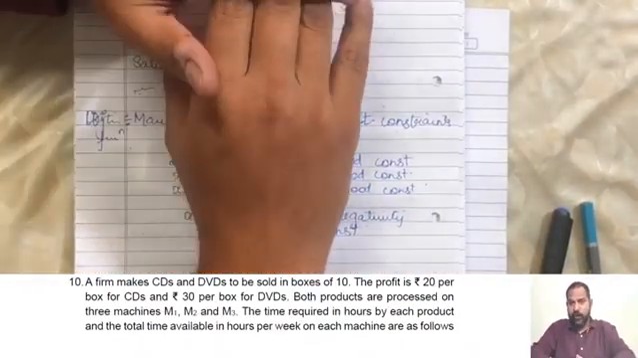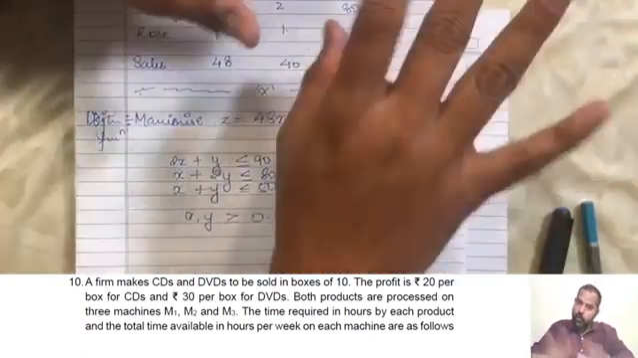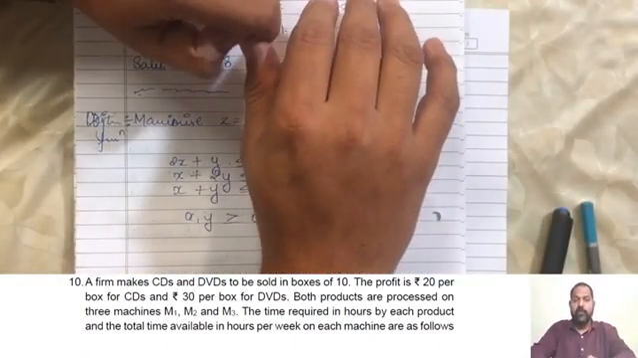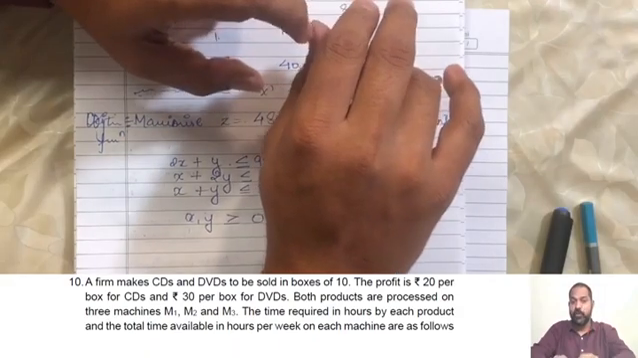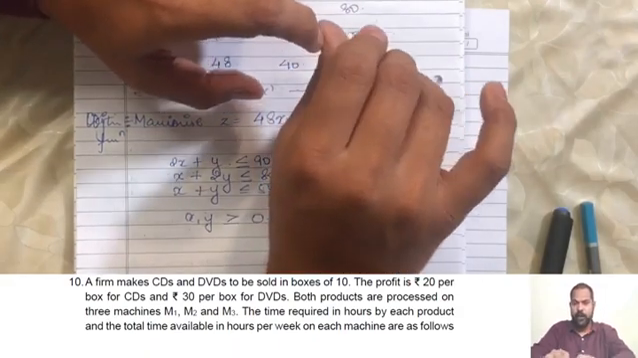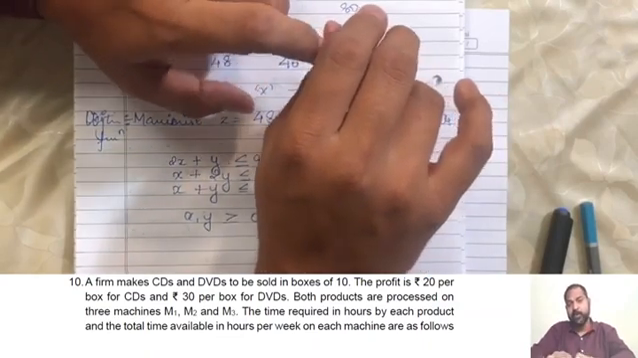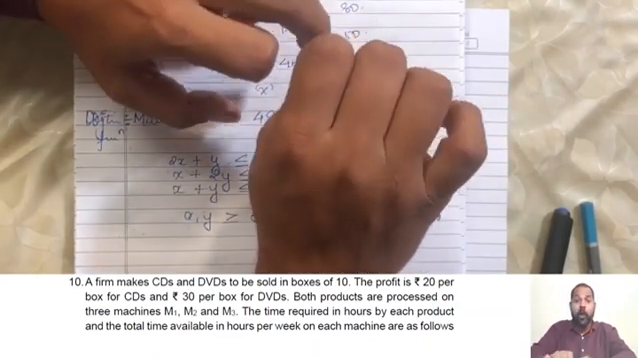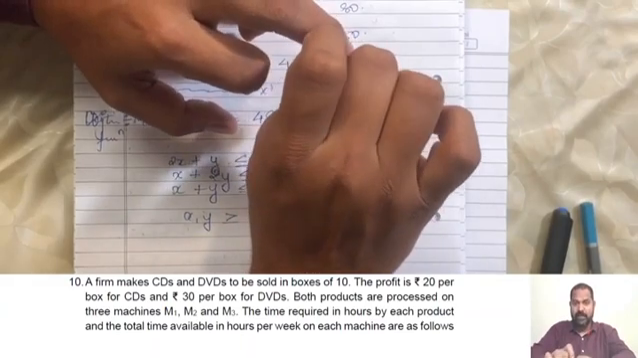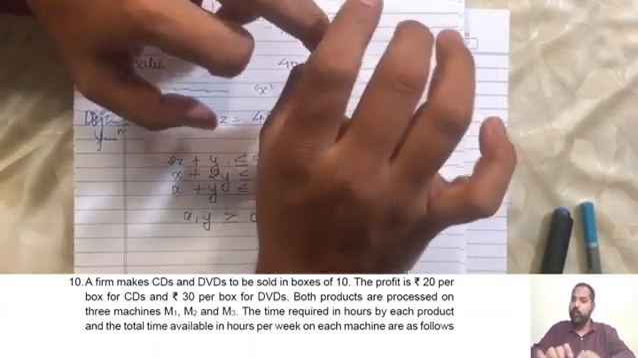Question number 10 is what I'm going to do next. You will pause here, do it yourself, and then come back. A firm makes CDs and DVDs to be sold in boxes of 10. The profit is rupees 20 per box of CD and rupees 30 per box of DVD. Both products are processed on 3 machines, M1, M2, M3.